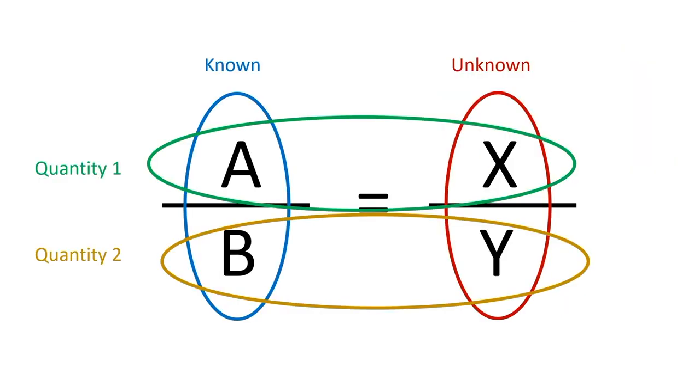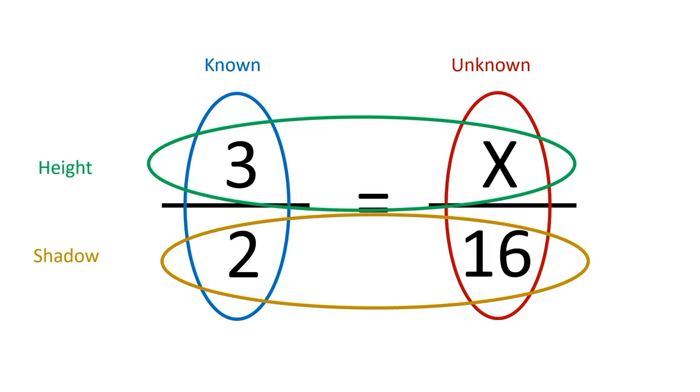Our two quantities are height and shadow length. It doesn't matter which we put on the top and which we put on the bottom. We just have to pick one and stick with it. Let's put the height on the top. Now we enter the values. We know both the height and the shadow length for the yardstick, so that goes on the left. We put the shadow length for the tree on the bottom of the right ratio.